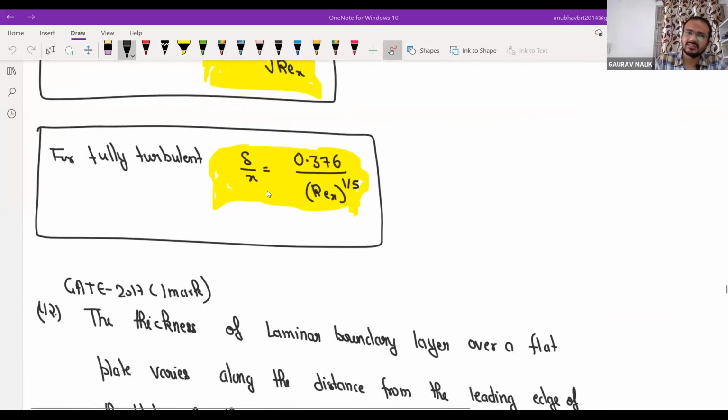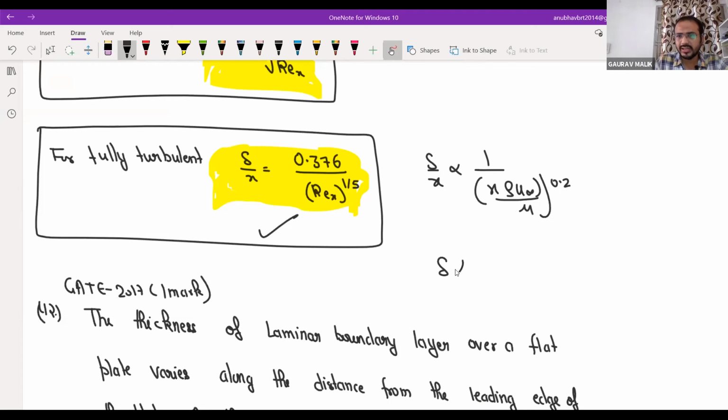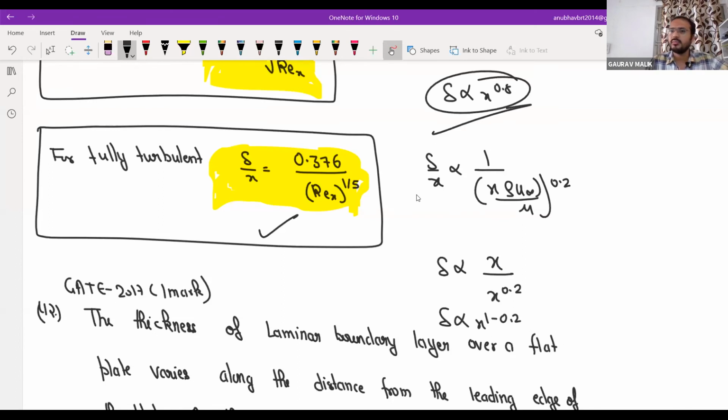You have this relation. We can write del by x is directly proportional to x times rho times u infinity by mu to the power minus 0.2. 1 by 5 means 0.2. So del is directly proportional to x by x to the power 0.2, or del is directly proportional to x to the power 1 minus 0.2. So del is directly proportional to x to the power 0.8. From this relation, you will get it. Got it? Naveen, in such a manner we got this.